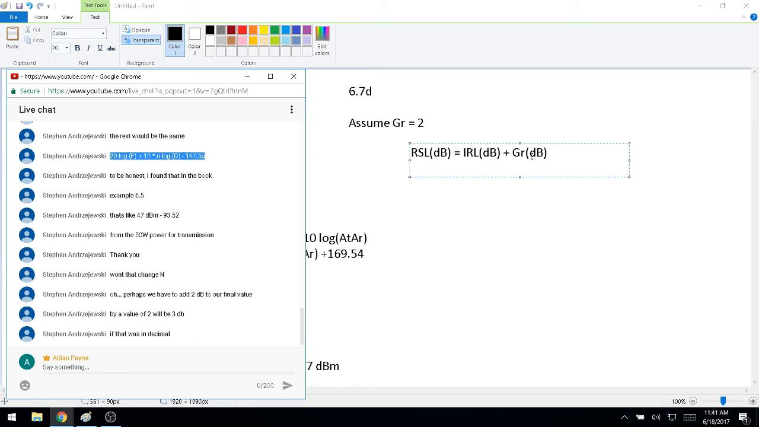And so that's all you'll have to do for part D, is once you've done part C, you then have to add 3 dB into your answer because we've added an antenna gain of 2. And so that's what I wanted to go over and double check because I figured that might catch some people off guard.